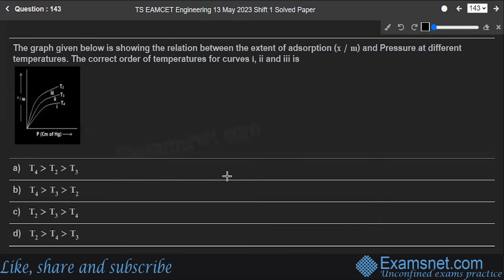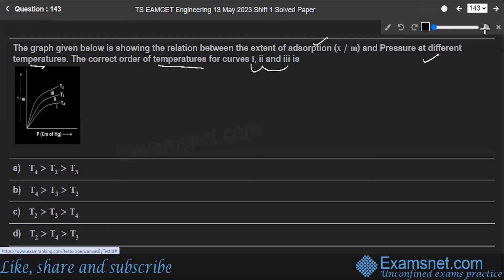Question number 143. The graph below is showing the relation between the extent of adsorption, x per m, and the pressure at different temperatures. The correct order of temperature for the curves 1, 2, and 3 is. Let's write it down. Let's zoom in a bit. The graph below is showing the relation between the extent of adsorption and the pressure at different temperatures. The correct order of temperatures for the 1, 2, and 3 curves is.